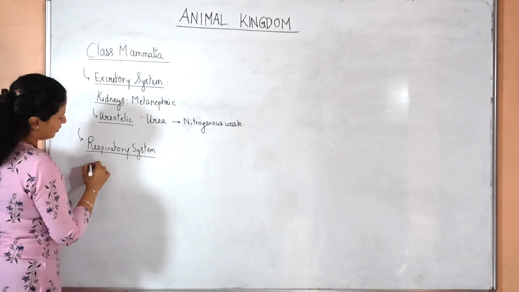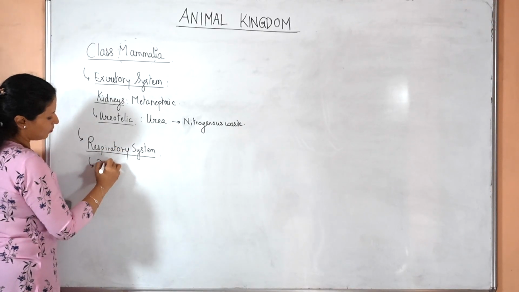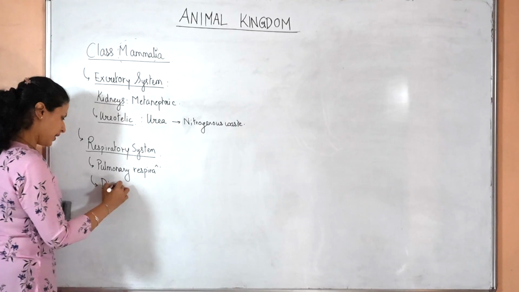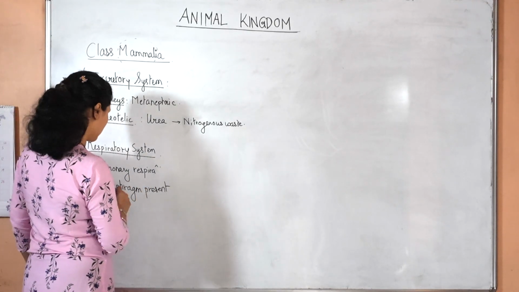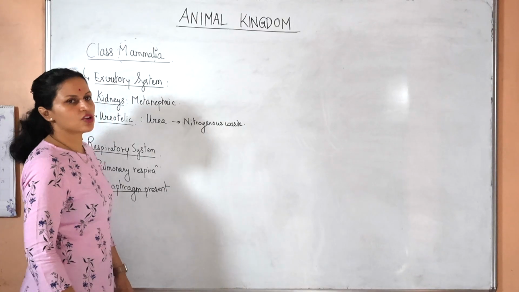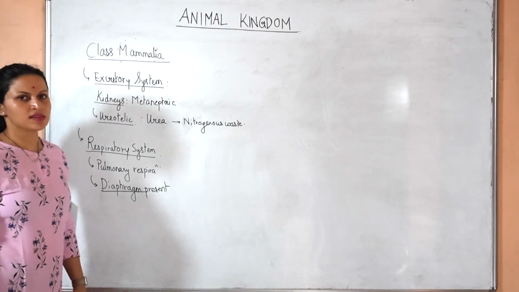Respiratory system. The respiration is pulmonary through lungs. And diaphragm is present. Diaphragm is a feature that is present only in the mammals. It was not present in any of the earlier classes that you have learned.